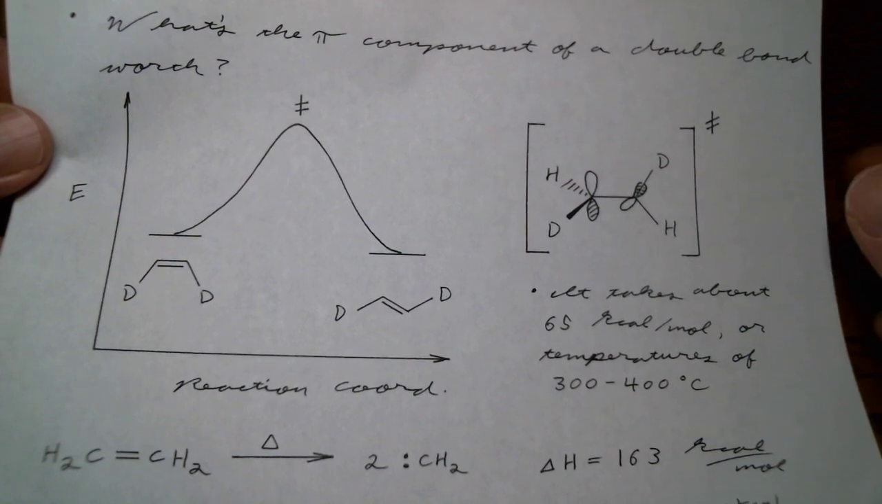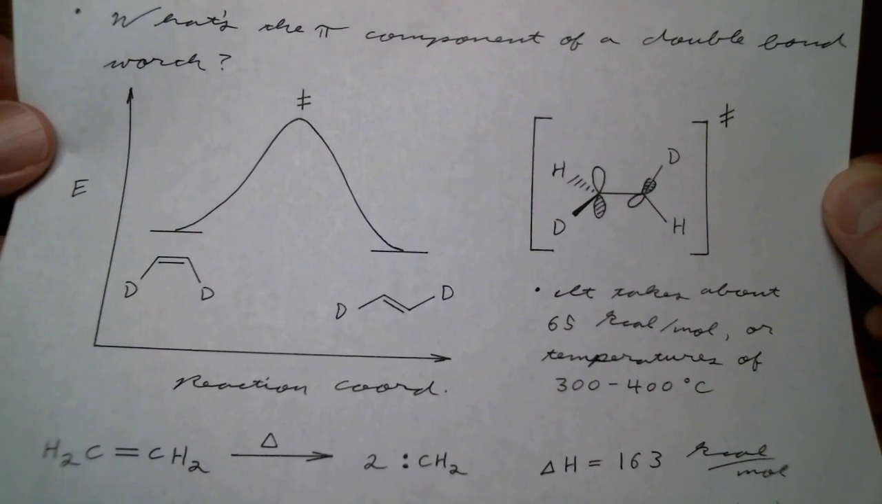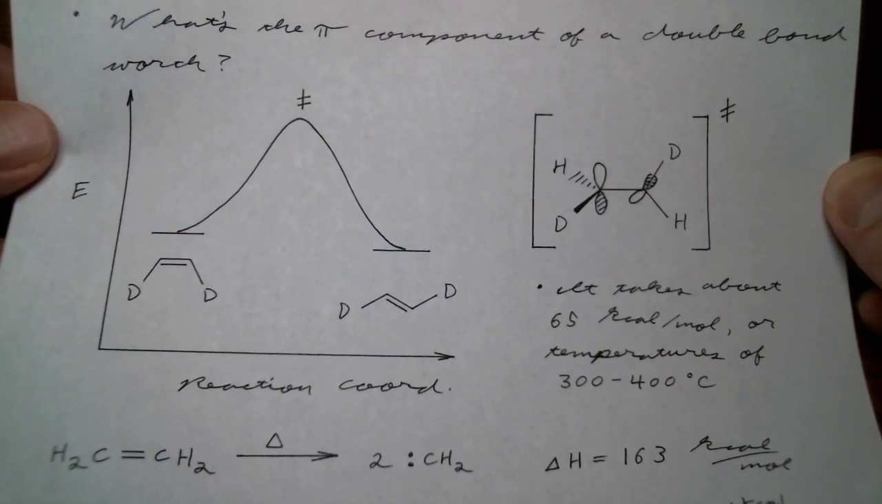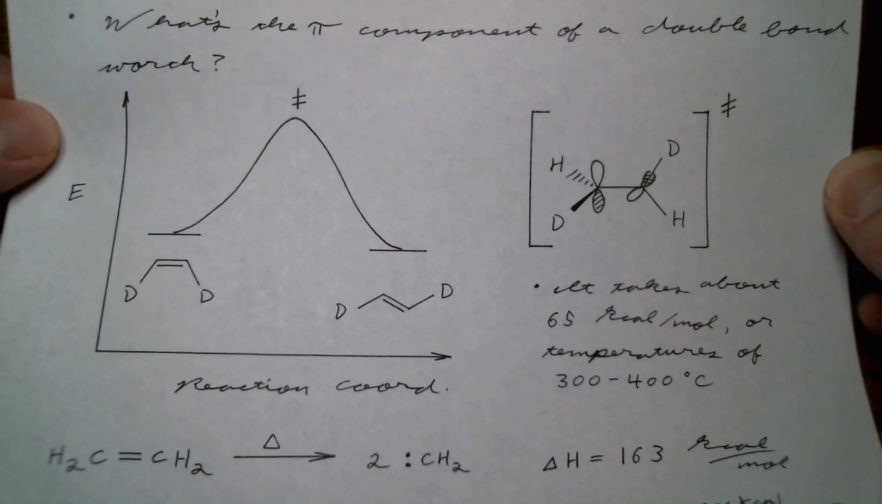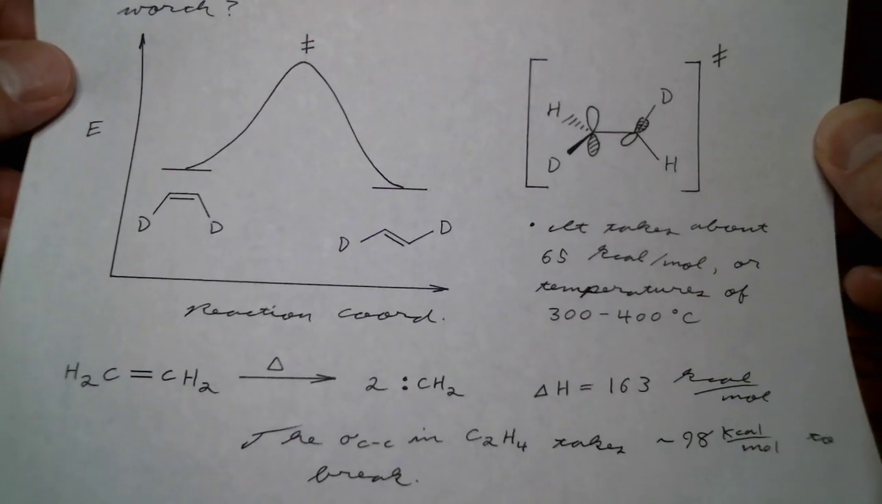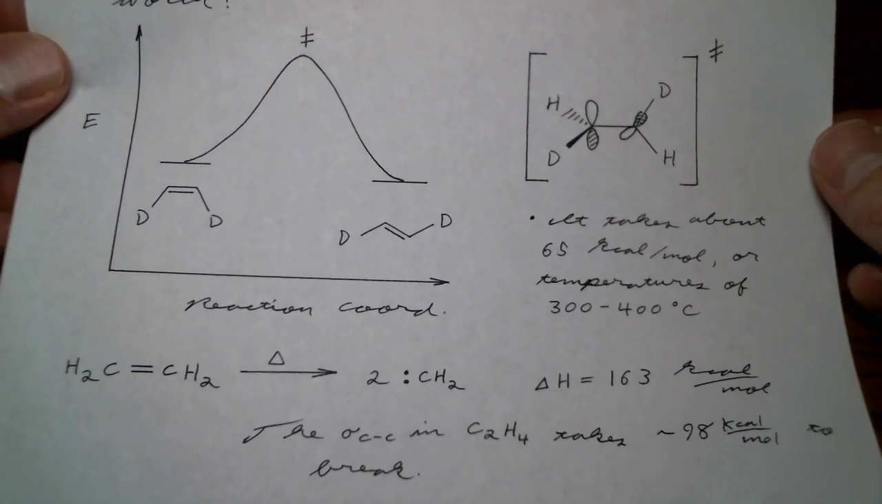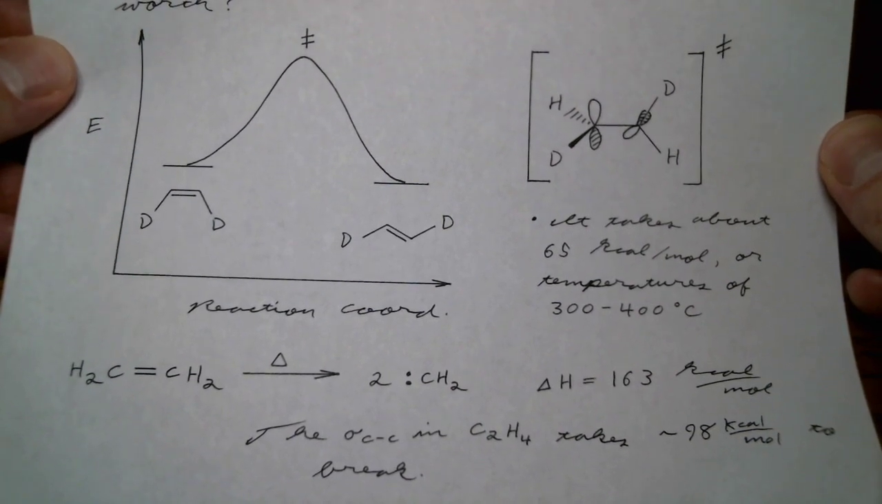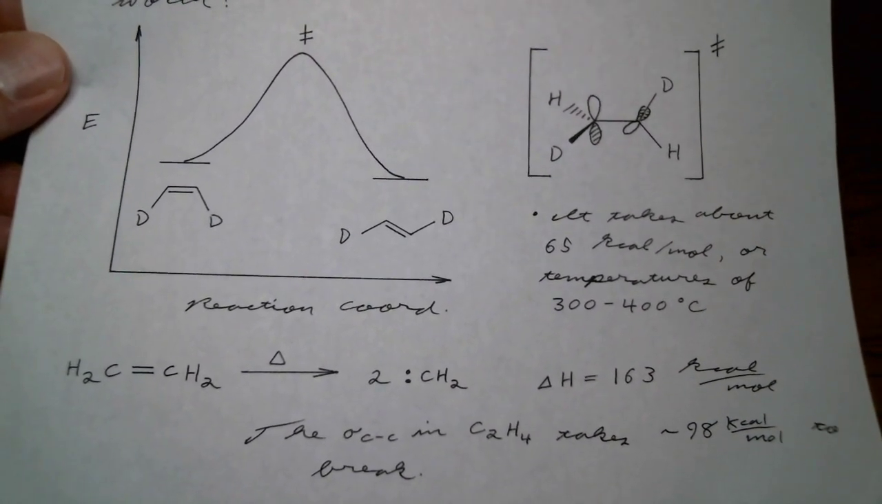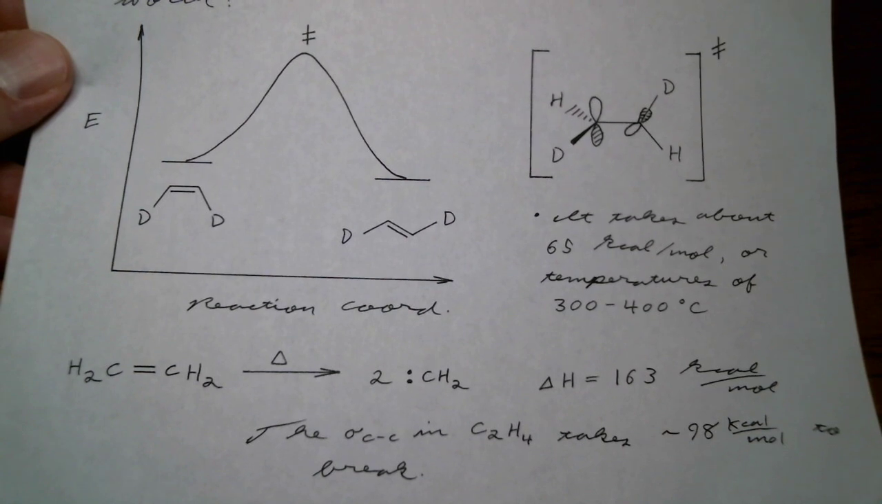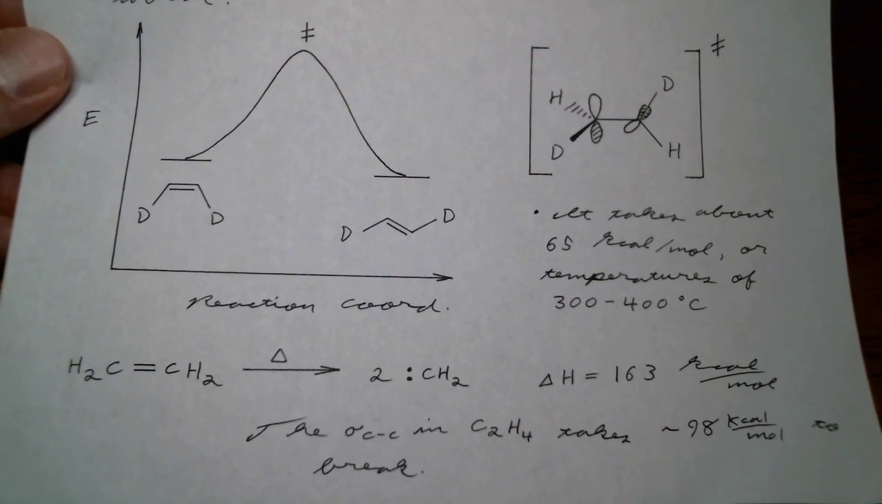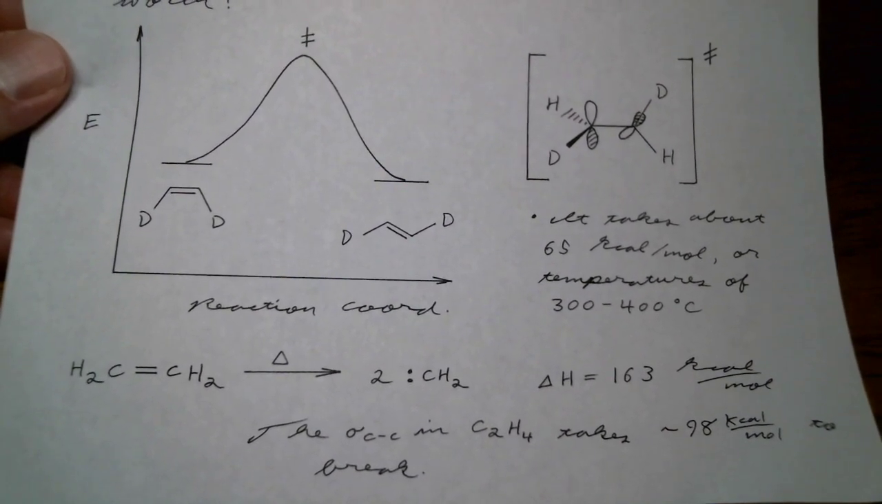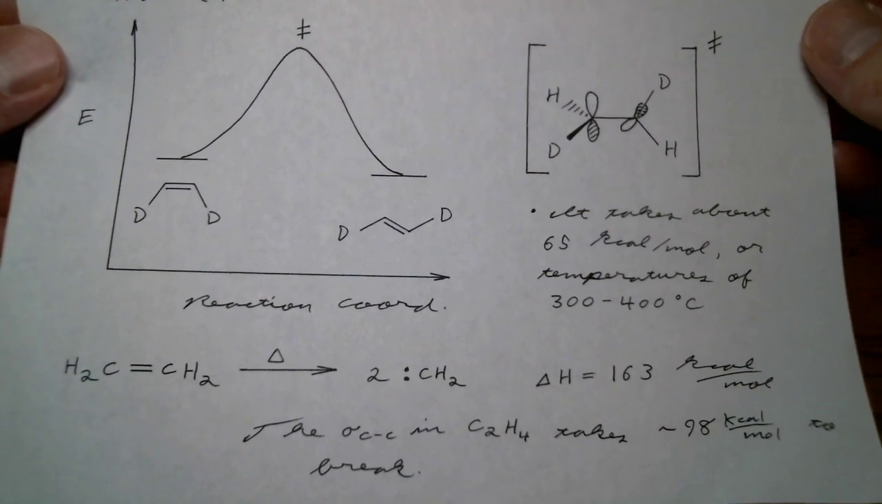So if we know that the double bond component is worth 65 kcals per mole, how much is that single bond component worth? Oh, about 98 kcals per mole. So that's the sigma cc bond in ethylene. It takes about 98 kcals per mole to break.